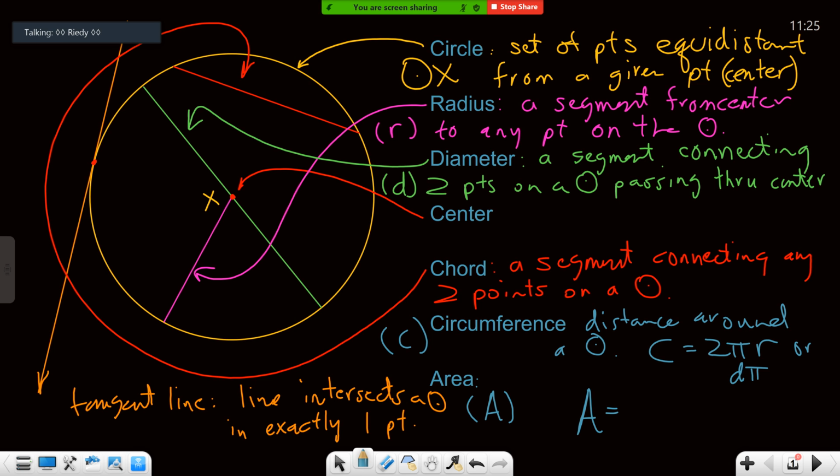Also involves pi. Pi r squared. Wow, that looks like a mess. But hopefully it makes sense, yes? Any questions on any of this stuff? For those of you at home, any questions? If you're good to go, give me a thumbs up, please, so I know you at least have a pulse. Outstanding. Got most of you. Okay?